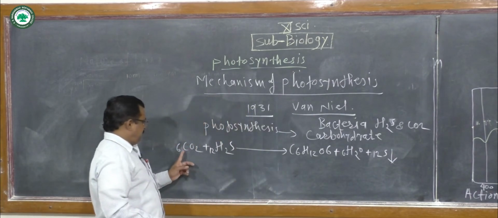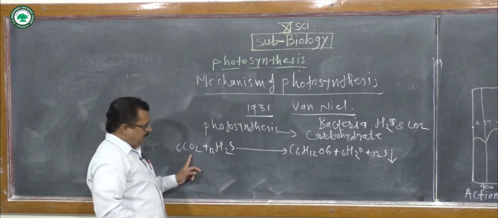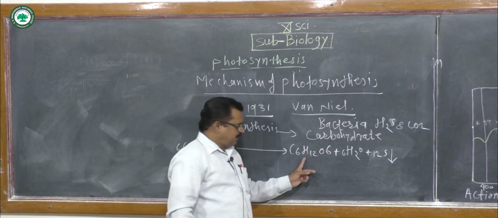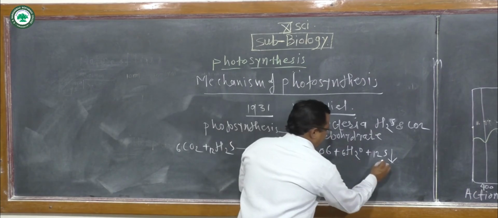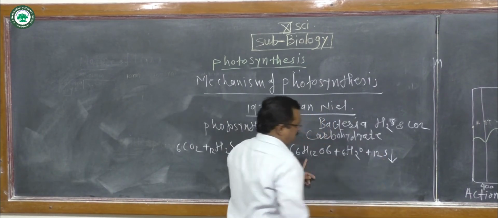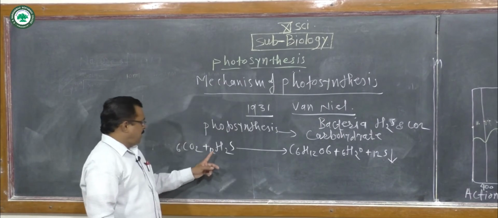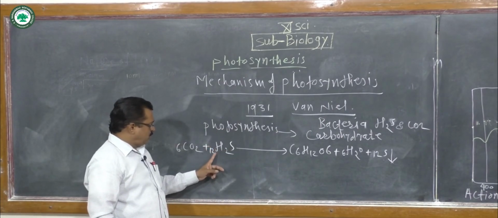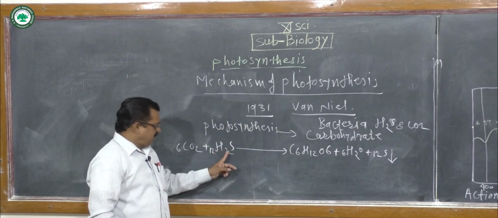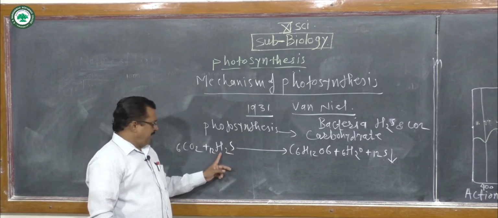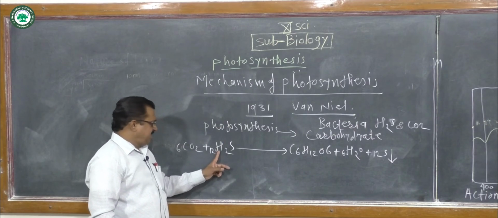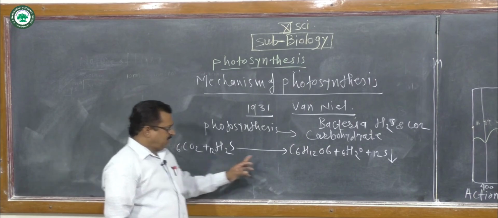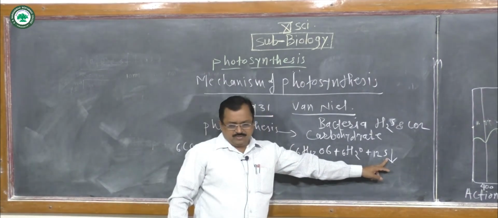Here in the bacteria, photosynthesis occurs and carbohydrate is synthesized, and sulfur is released out. Hydrogen sulfide, H2S, is used as a source of hydrogen. From the hydrogen sulfide, the hydrogen is utilized, and here sulfur is released out.